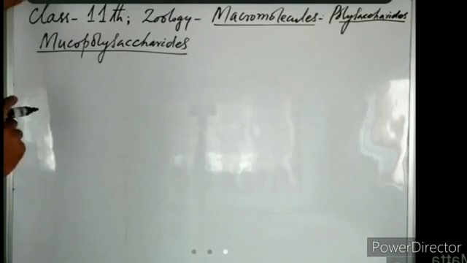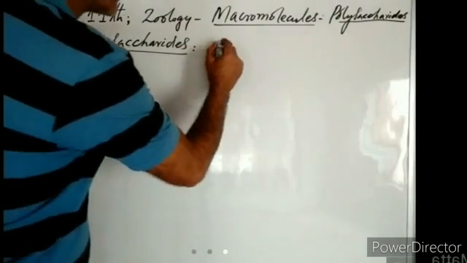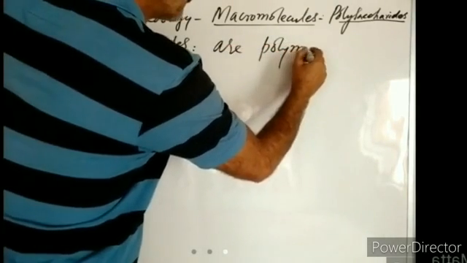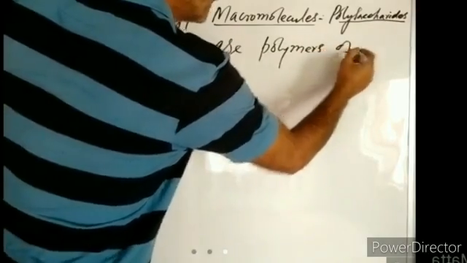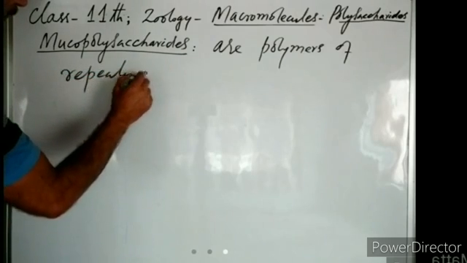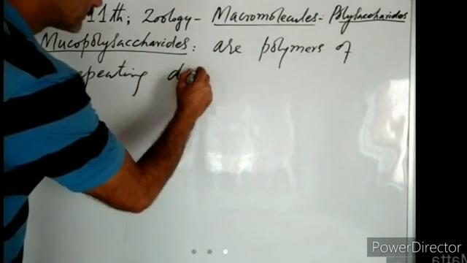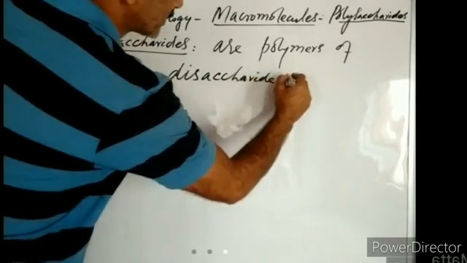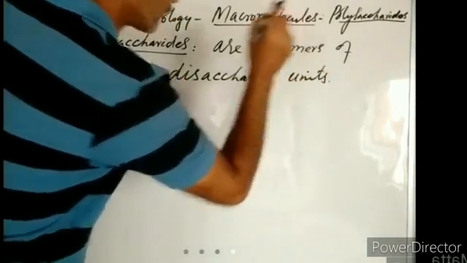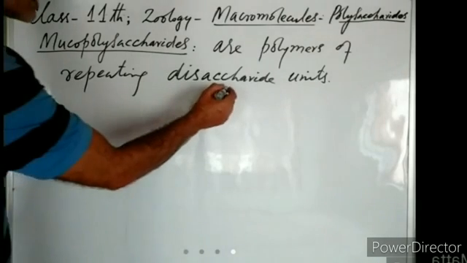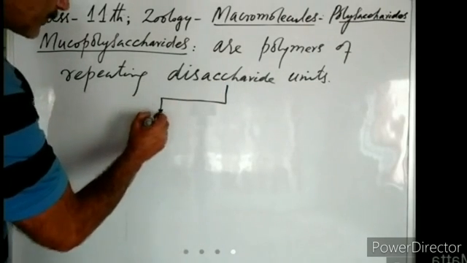But these mucopolysaccharides are polymers of repeating disaccharide units. They are polymers of repeating disaccharide units. And each disaccharide is formed of two different sugars.